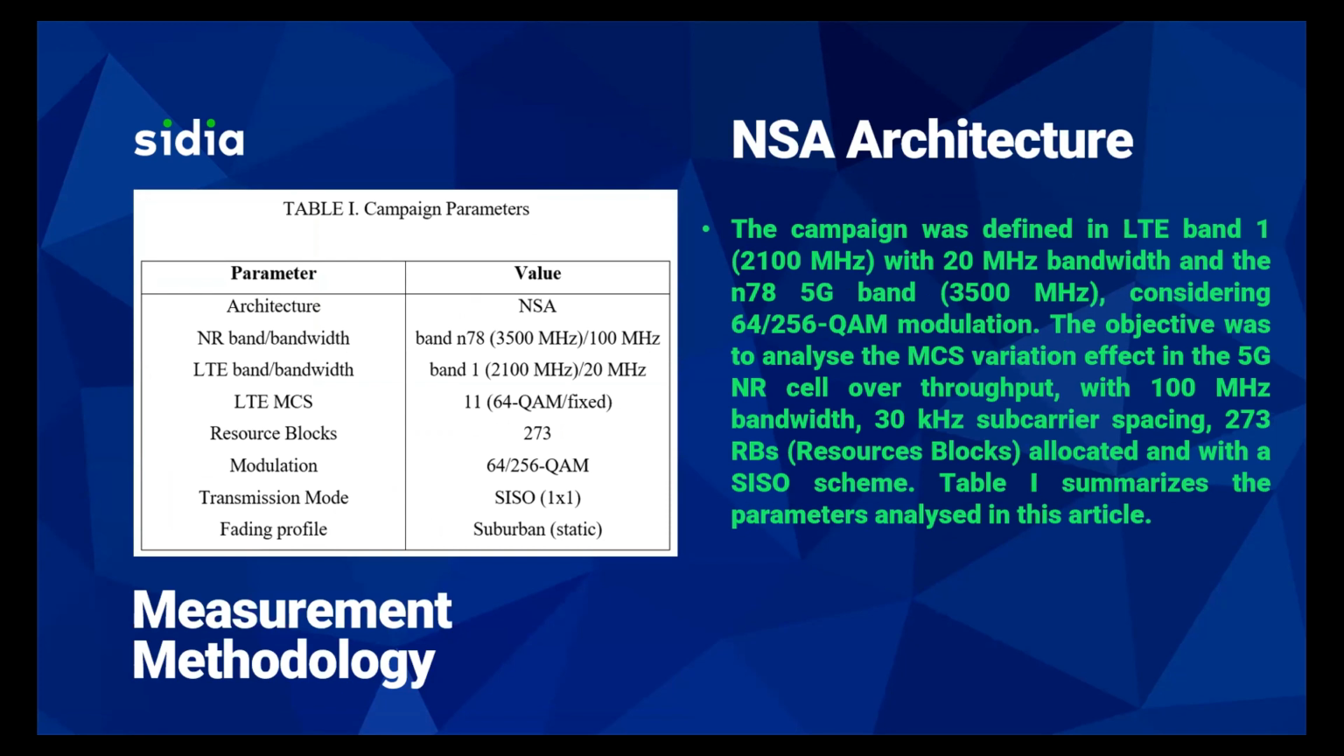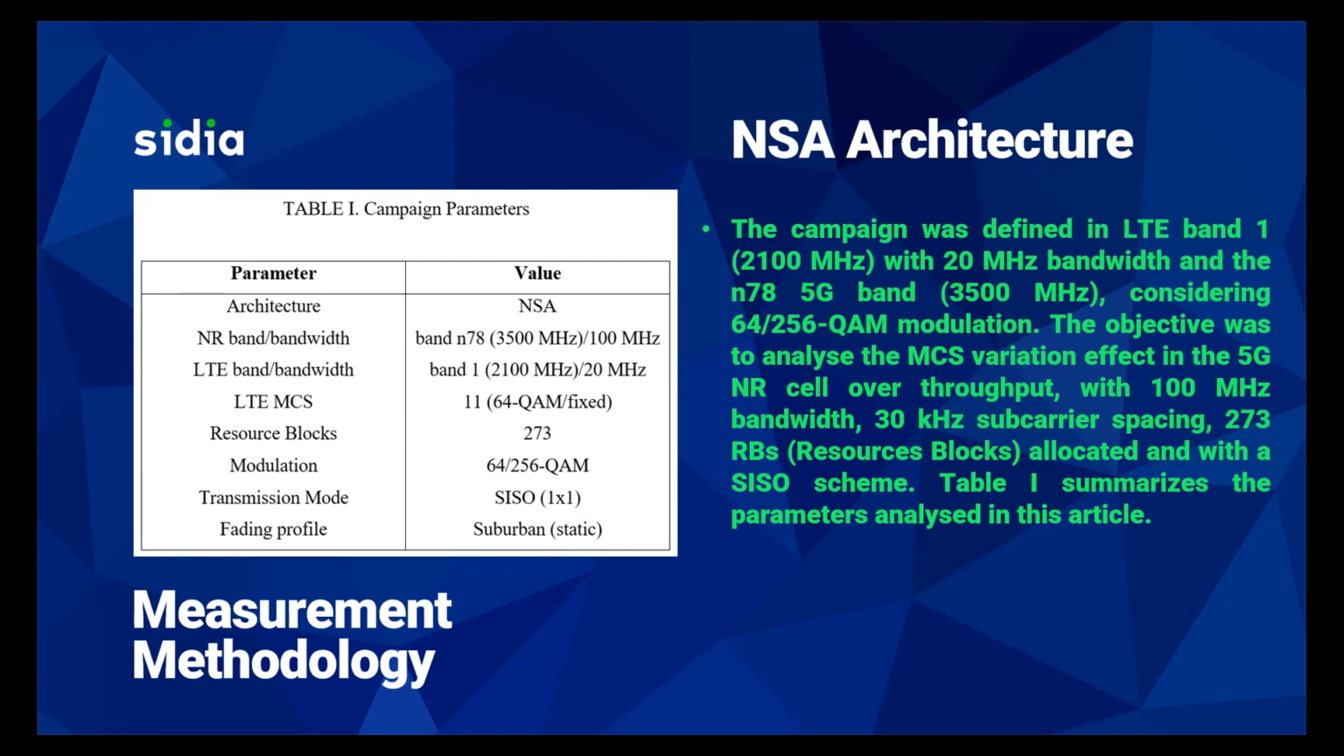It's important to highlight the band that we used. The NR band was N78 with 100 megahertz, and the LTE band was band 1, centered at 2.1 gigahertz. The LTE MCS was fixed at 64 QAM. The resource blocks allocated to the user equipment were 273. The modulations that we analyzed were the 64 and the 256 QAM modulations.